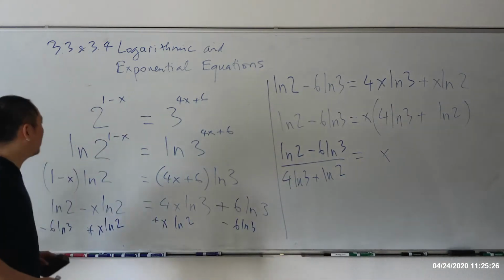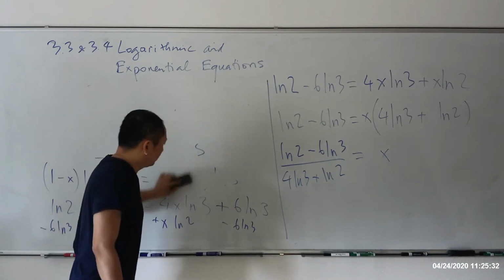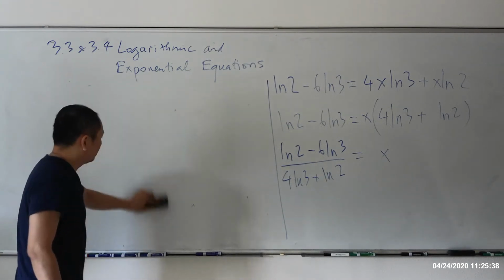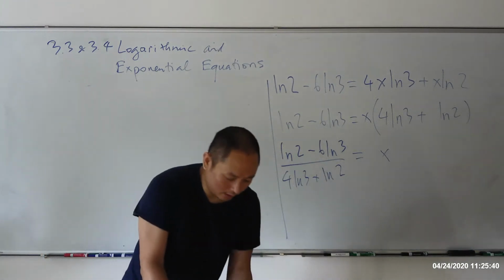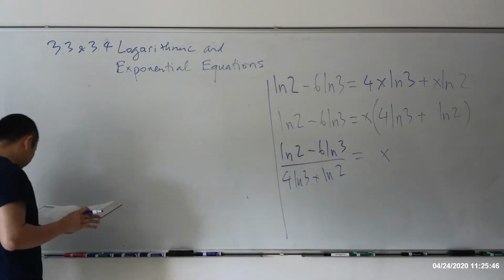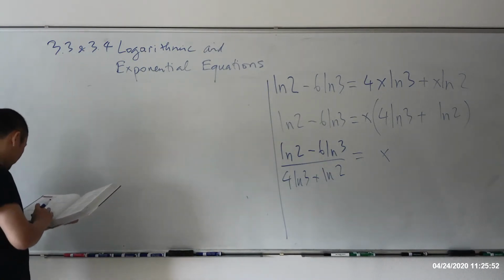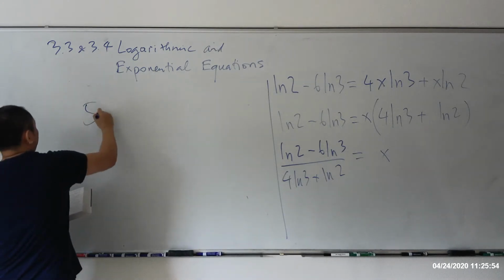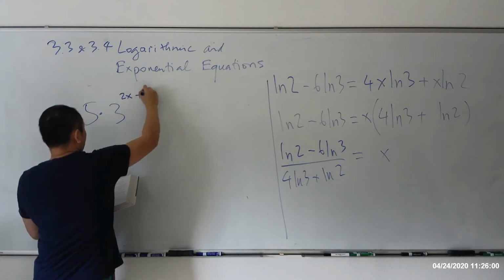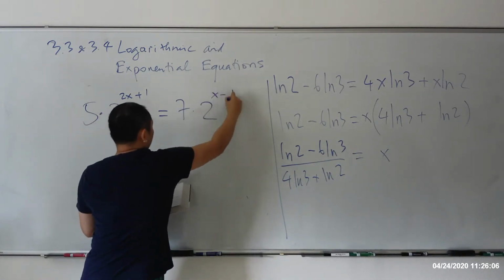Okay, let's try one more exercise of this type. Try another one. It's a little bit more complicated, not too hard. Okay, let me find an example in the book. All right, how about 5 times 3 to the 2x plus 1 equal to 7 times 2 to the x minus 1.